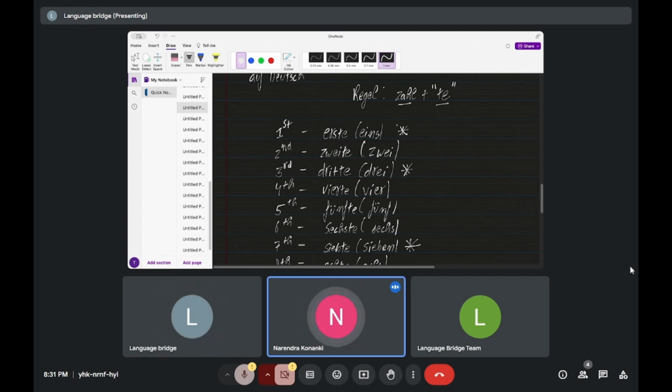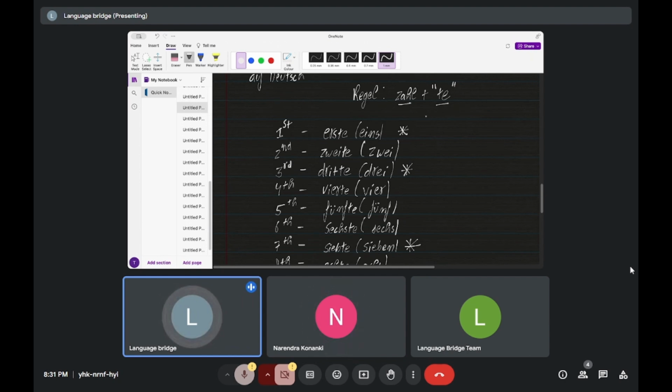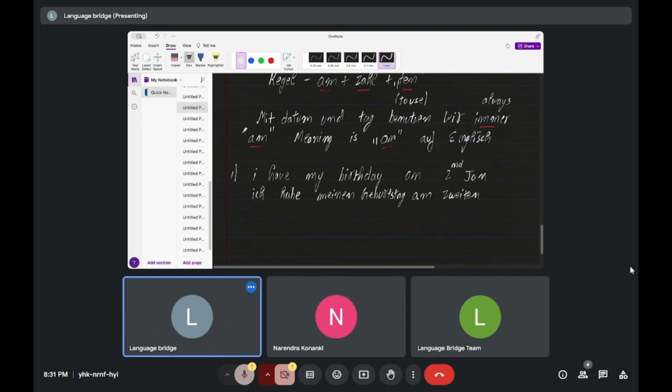When we use it without "am", which means "on", then we do not add "n". When we use it with the preposition, then we add "n" also. So "zweiten", "zweiten Januar".